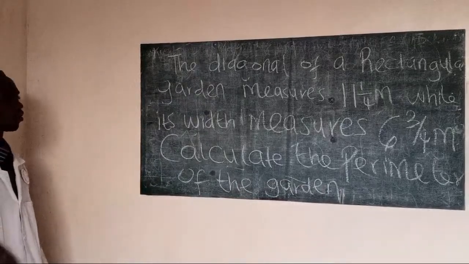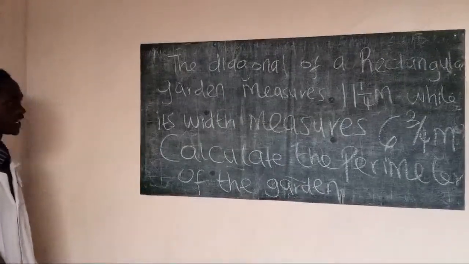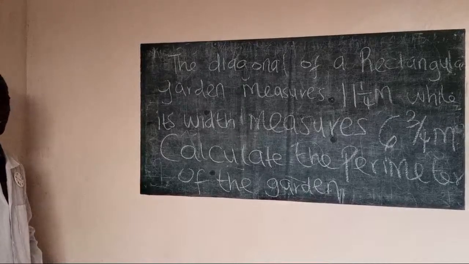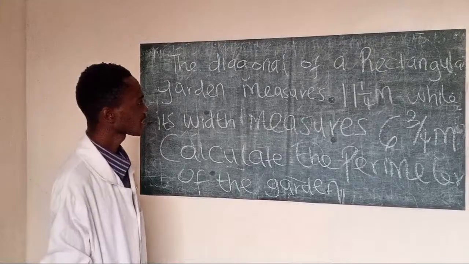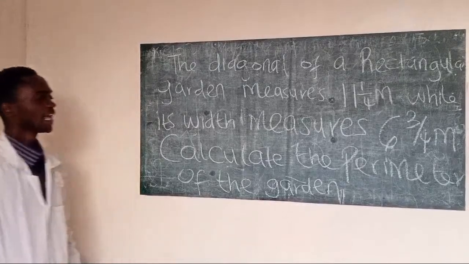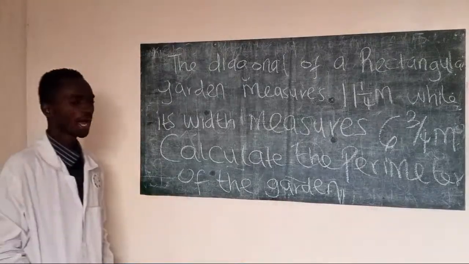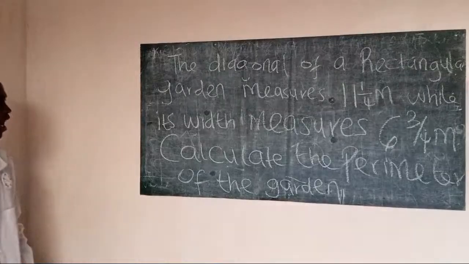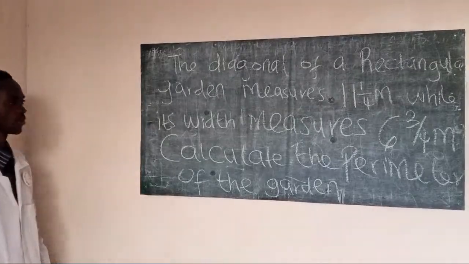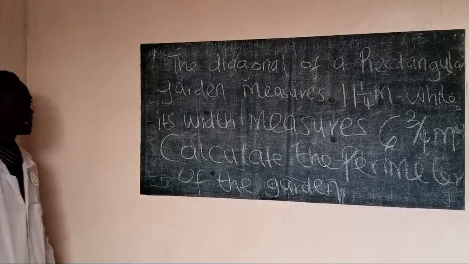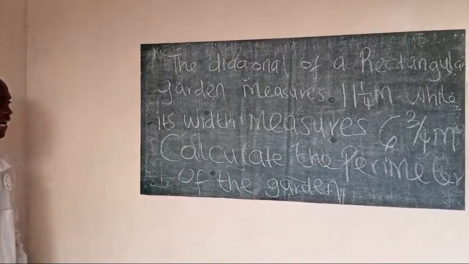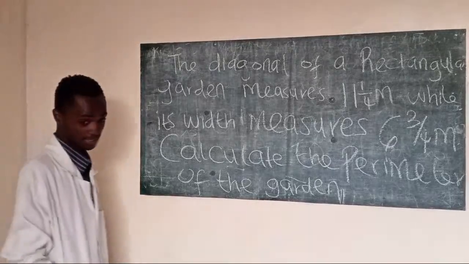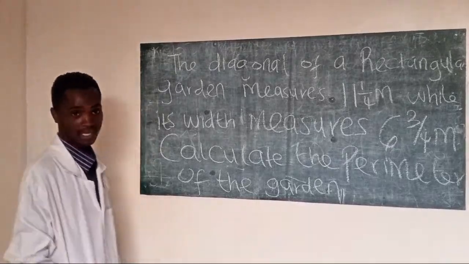The diagonal of a rectangular garden measures 11 whole 1/4 meters, while its width measures 6 whole 3/4 meters. Calculate the perimeter of the garden.